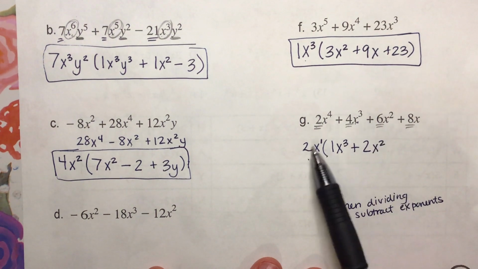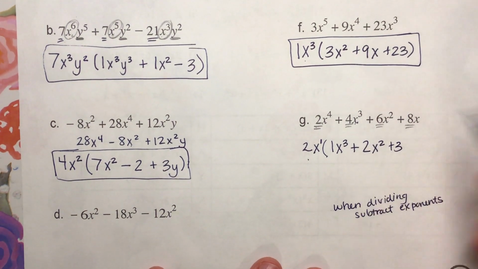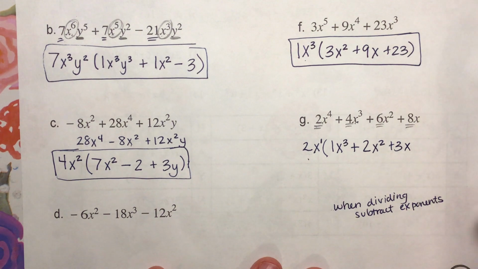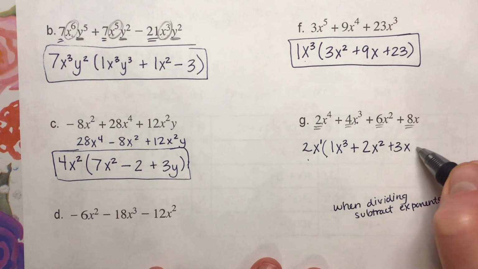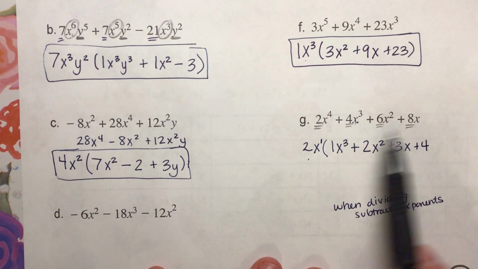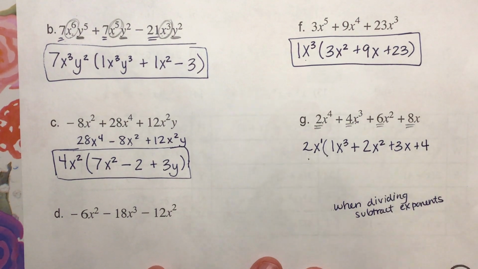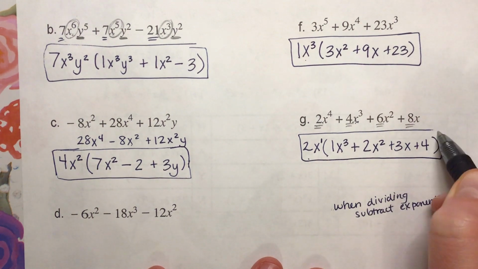Keep going. So I've got 6 divided by 2, which is 3, x squared divided by x, which is x, and then 8x divided by 2x, that's just going to be plus 4, because 8 divided by 2 is 4, and x divided by x is 1, and I don't need to write that invisible 1. And there is my solution for this one.